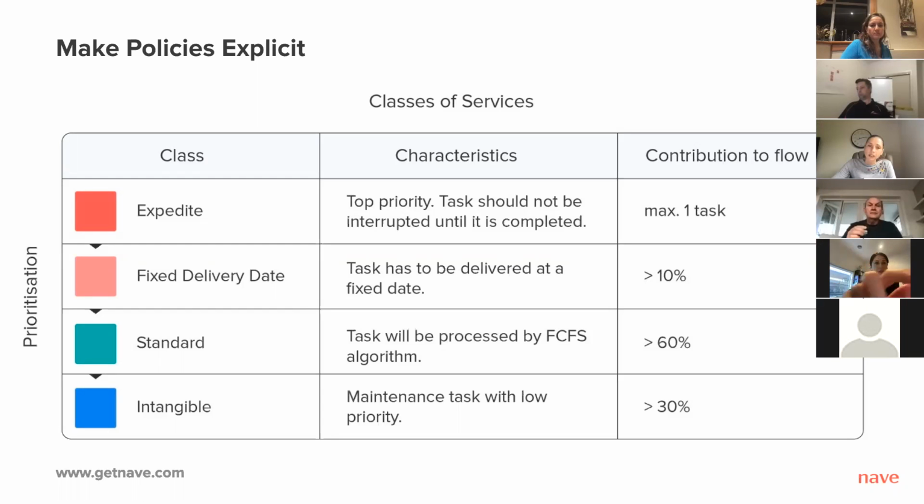Intangible class is used to collect necessary but non-urgent maintenance tasks that often get pushed aside for higher priorities. Keep in mind that an intangible task can become an expedite if it is neglected for a long enough time.